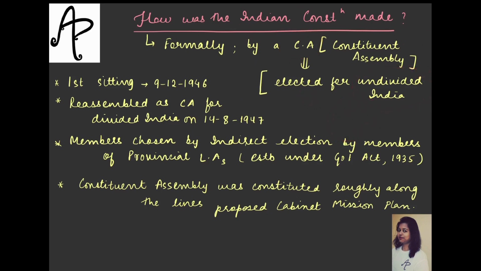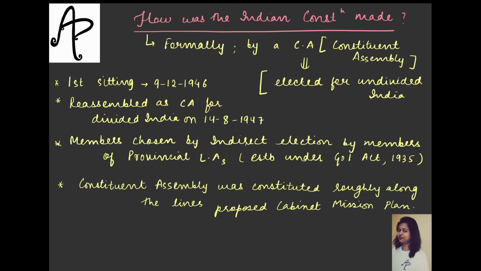So ये तब से चल रही है. First sitting happened on 9th of December 1946. And then this assembly sat for continuous period. बीच बीच में वो लोग meetings करते थे, and they reassembled as a constituent assembly for divided India on 14th of August 1947, क्योंकि 15 अगस्त की हमारी आज़ादी थी.